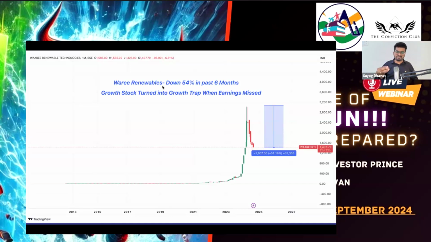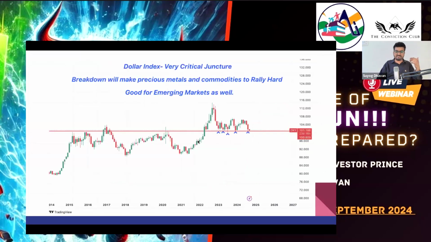Because the problem with high PE stock is, if one quarter there is a miss in growth, you'll see such things happening. So Waaree Renewables, we have seen lot of solar and all those companies doing that. So if you are owning, you have to be 100% sure about what will be the quarter earnings. Then and then only it makes sense to own overvalued stock. आज तक माफ किया है मार्केट ने, आगे माफ नहीं करेगा.